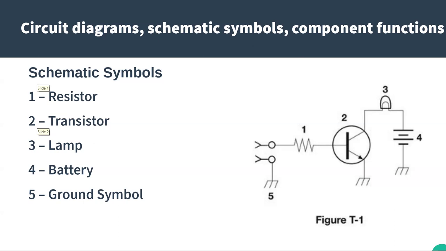You can see the wide horizontal lines represent the positive end, and when it's a symbol like that, it typically indicates it's a multi-cell battery. And then number 5 is a ground symbol. You might see some different variations on those, but as far as the ARRL is concerned, this is their ground symbol.